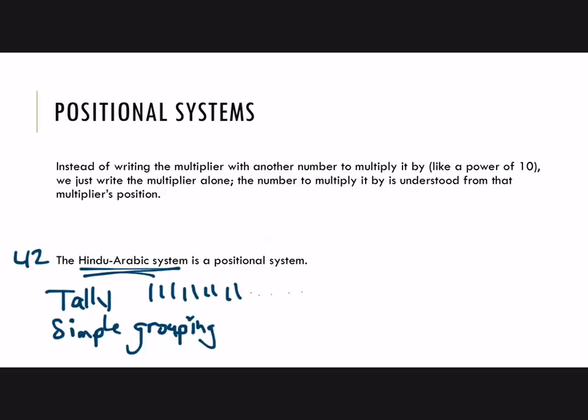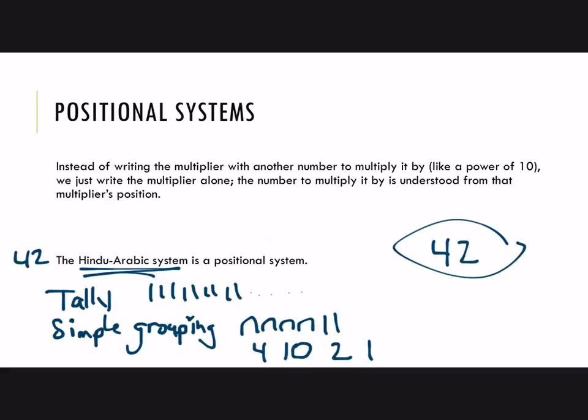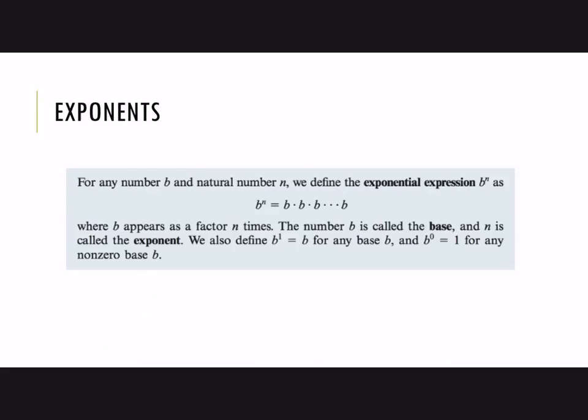In simple grouping, they would have had to write 4 of whatever symbol they chose for tens, and 2 of whatever symbol they chose for ones. In multiplicative grouping, we would have had to write 4, and then a symbol for 10, and then 2, and then maybe a symbol for 1, depending on the system. So it's still quite a bit of information to write. But in the positional system, we just write 2 symbols, 4, 2. So this is the most concise way to write this, and definitely the most advanced.